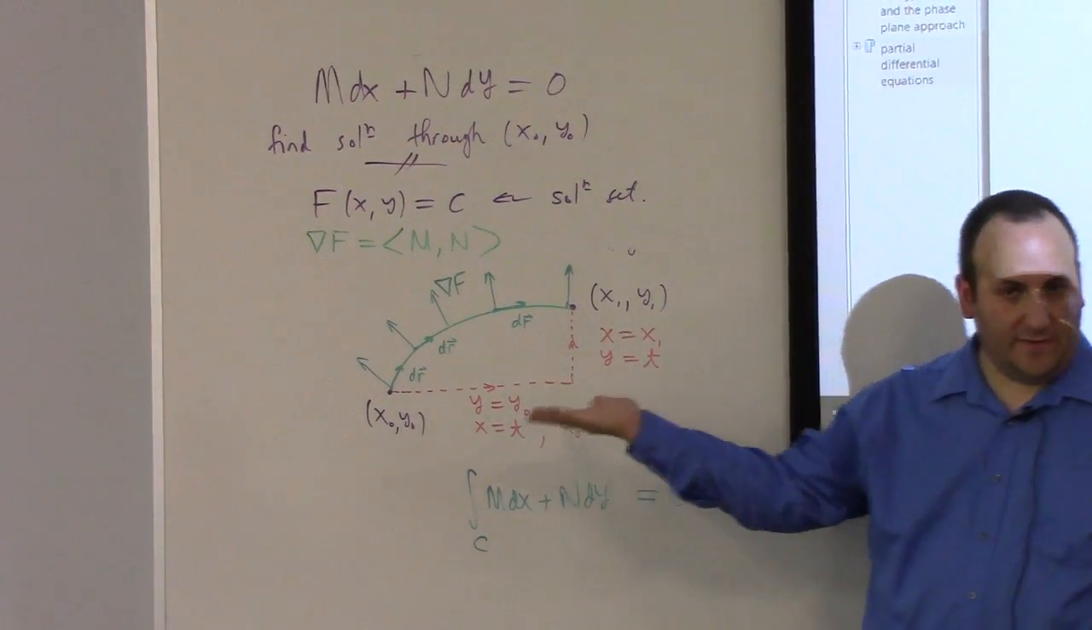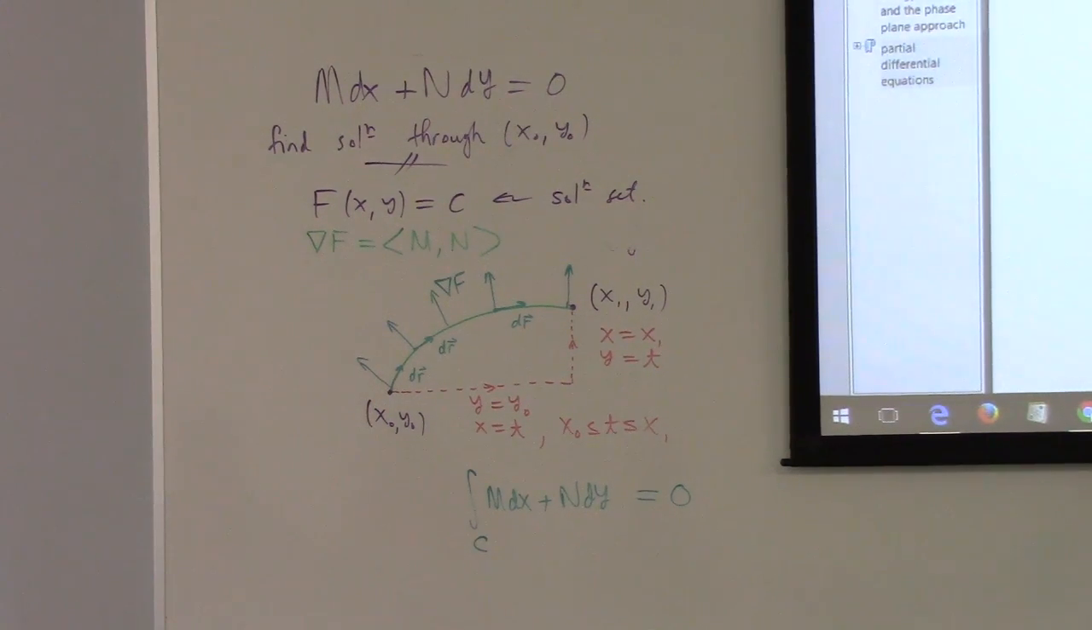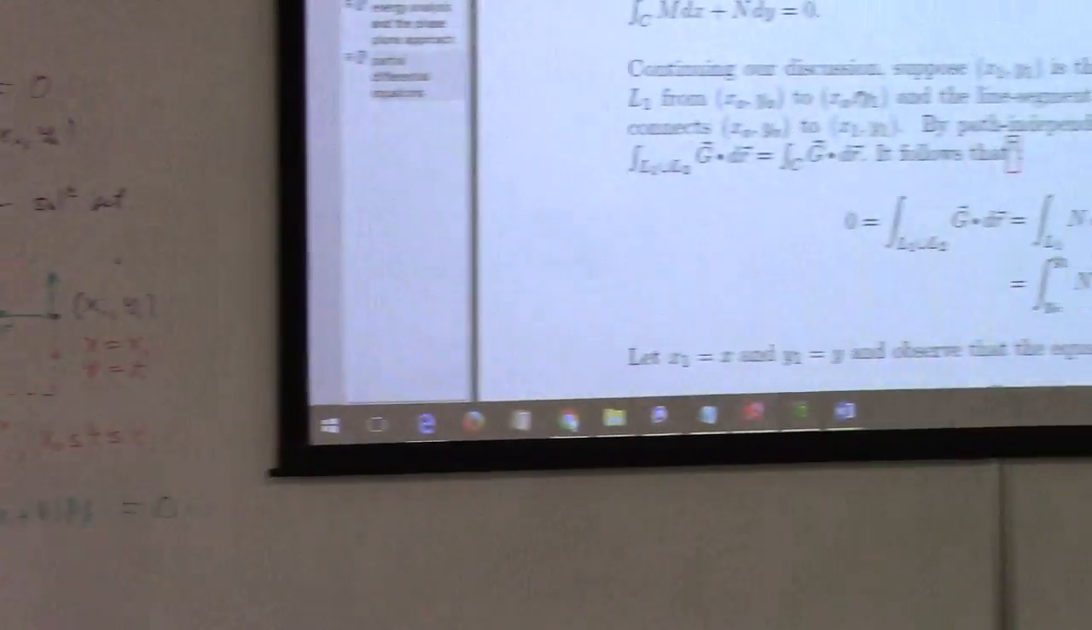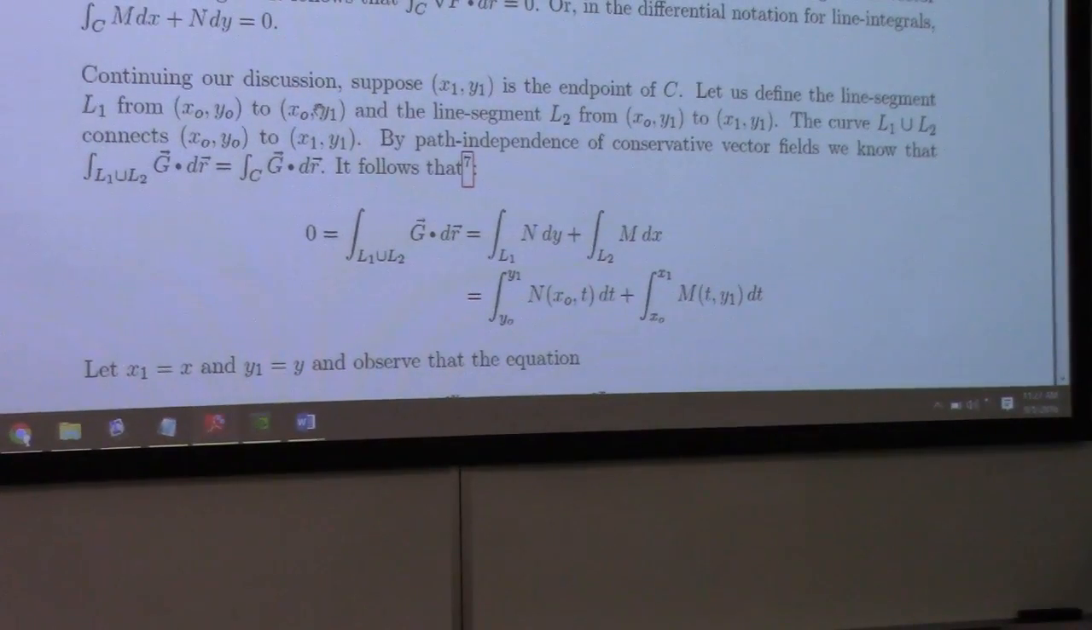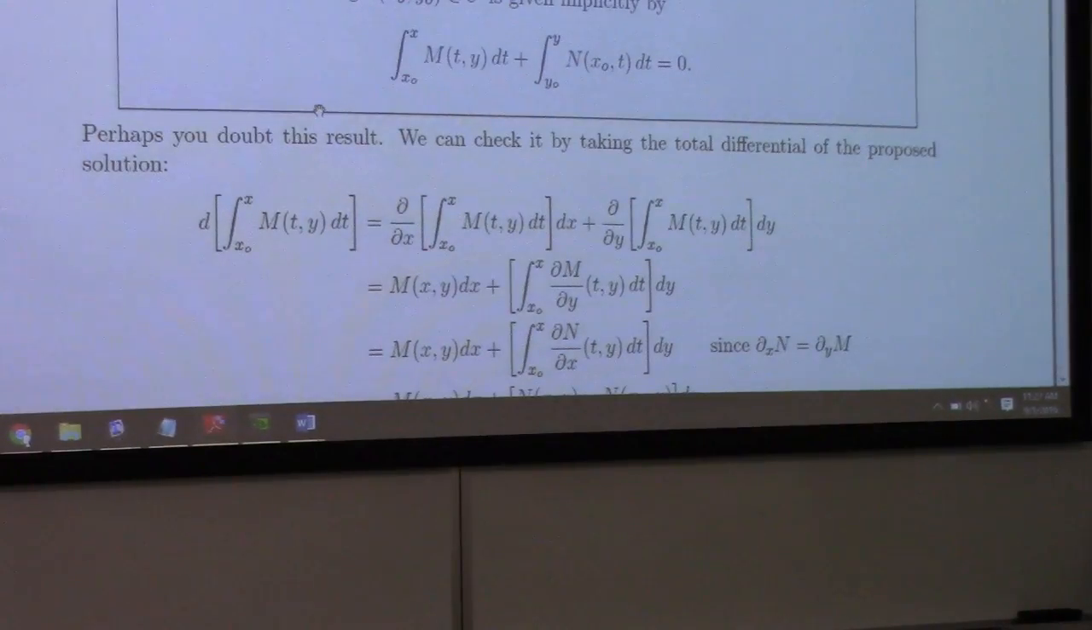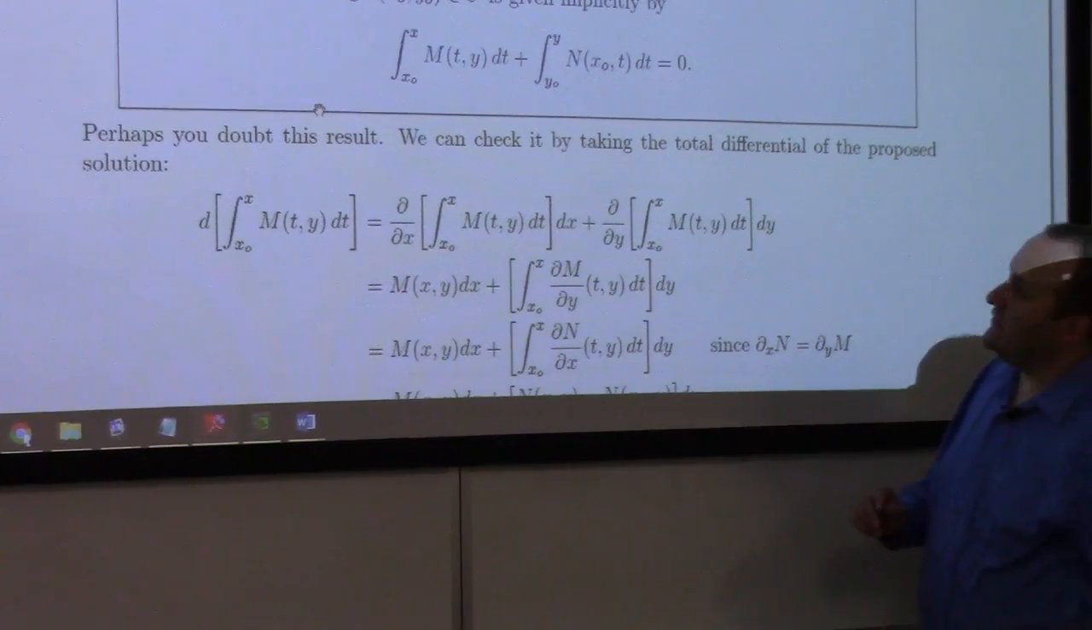so my point is, when you work out this calculation, it just leaves you this and that. And this is like a stone-cold formula. And then, of course, instead of taking x1 and y1, you just leave it as x and y. And this gives us a formula for the solution to an exact equation in terms of a line integral.